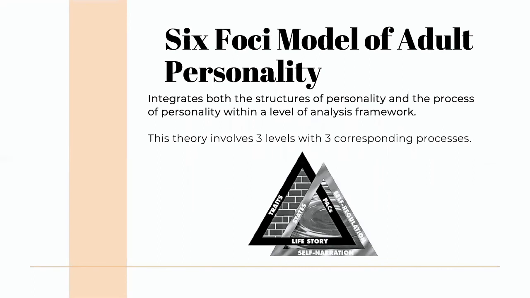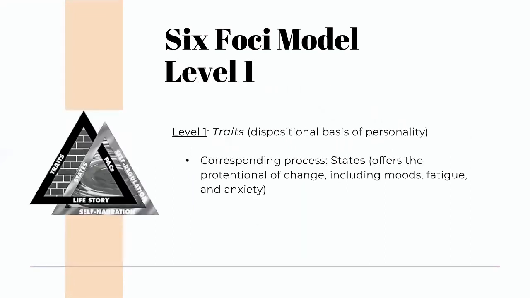The 6 foci model of adult personality. This integrates both structures of personality and the process of personality within a level of analysis framework. This theory involves 3 levels with 3 corresponding processes. The first level is traits, which we went over before, which are dispositional bases of personality. The corresponding process is states, which offers the potential of change, including moods, fatigue, and anxiety.